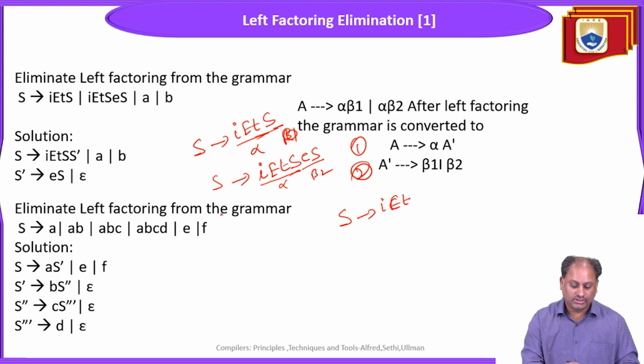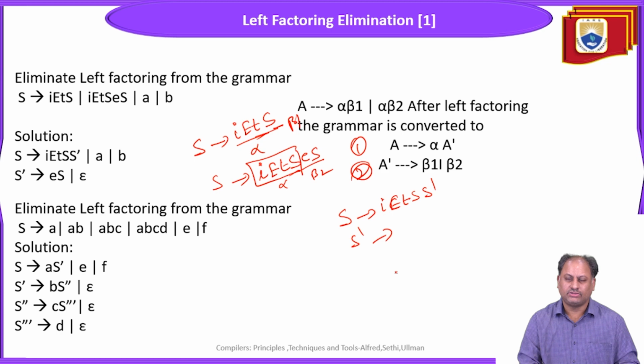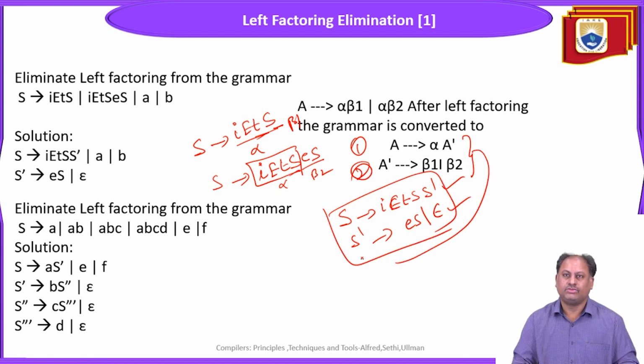What is beta 1? Beta 1 is not here, it is empty. So alpha is iEtS and S dash. And the second syntax rule is A dash, that is beta 1, beta 2. What is beta 2? Here beta 2 is eS, and beta 1 is only epsilon. So this is to be considered, and by applying the syntax of these rules, we are getting these two rules.